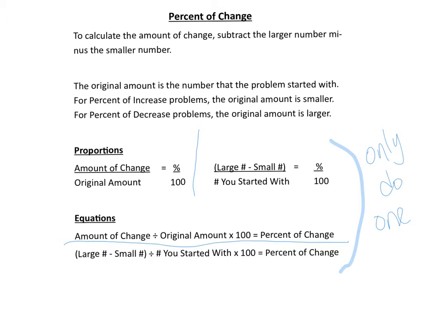If you want to do it in equation form, you do the amount of change, then divide by the original, then you multiply by 100. Or you can do the large number minus the small number, which is your amount of change. Notice it's in parentheses. In both of these cases, when we have large number minus small number, it's in parentheses. That is to indicate, hey, I need to subtract this first, because order of operations says do parentheses first. And then you're going to divide it by the number you start with, and you're going to multiply by 100.